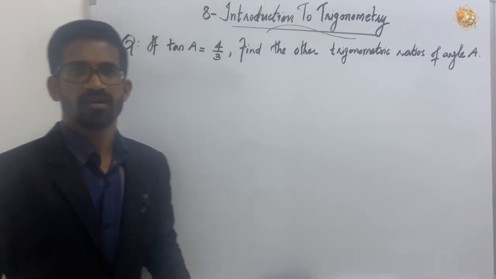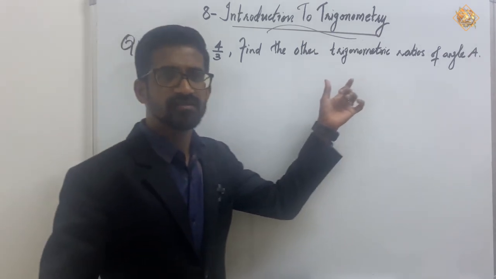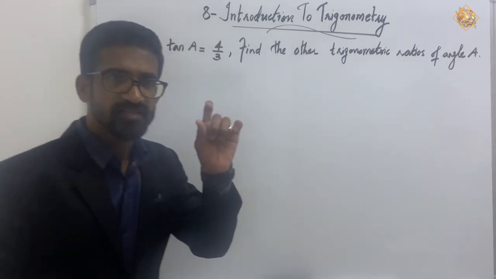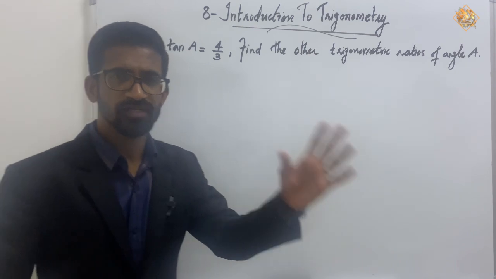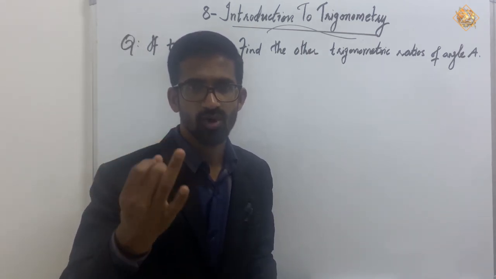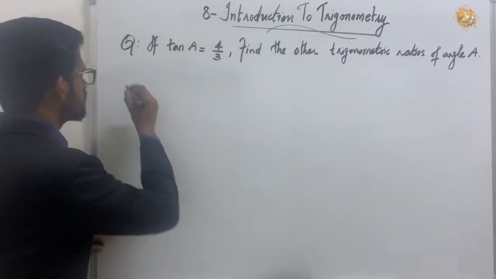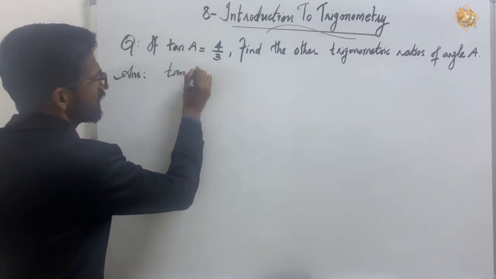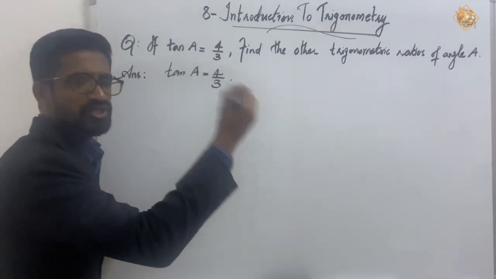Hi students, please look at this question. If tan A equal to 4 by 3, find the other trigonometric ratios of angle A. In the question it is given tan A equal to 4 by 3 and we are asked to find the other trigonometric ratios. Which are the other trigonometric ratios? Sine, cos, cosec, sec and cot, isn't it? We have to find them.